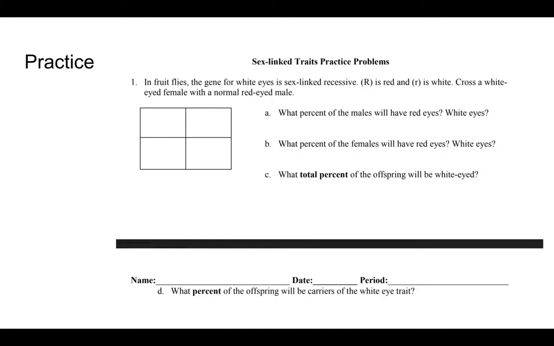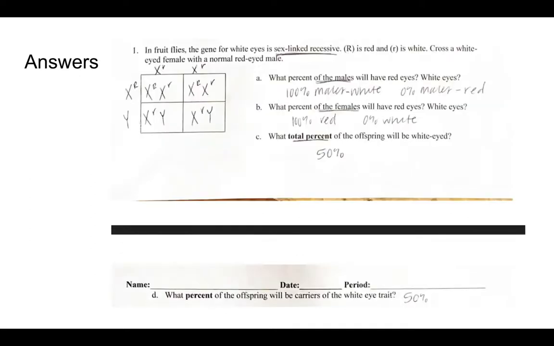And then cross her with a normal red-eyed male. He's male, XY. Put his red eye trait on his X chromosome. So do the cross, answer the questions, come back to the video, unpause it when you're done, and check your answers. There are your answers. So how did you do on those? Check, check, check, check. This is an example of pay attention to what the question is asking. When you're ready, unpause the video and move on.